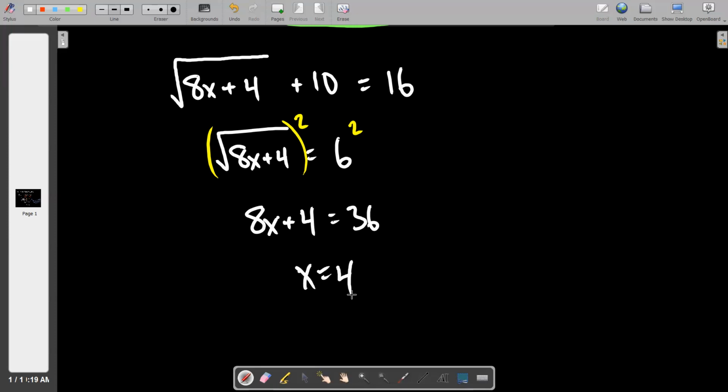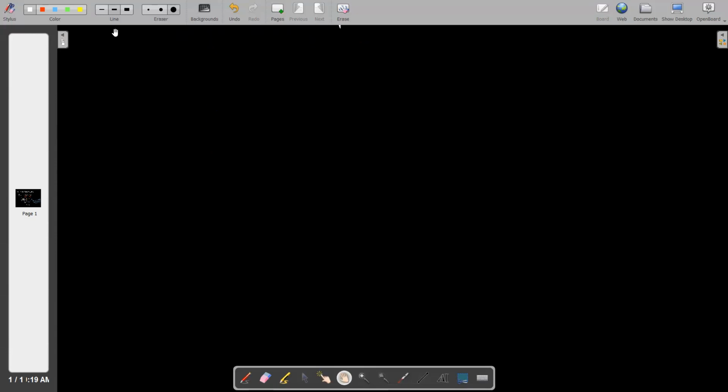And then we just take a quick look. It should take you 5 seconds, if that. With me talking, it takes longer, but with you in your head, it goes quick. Put 4 back up in place of x and just vet it. Check it. 8 times 4 is 32. 32 plus 4 is 36. Square root it, you get 6. 6 plus 10 is 16. Piece of cake. Okay. Let's do this one.